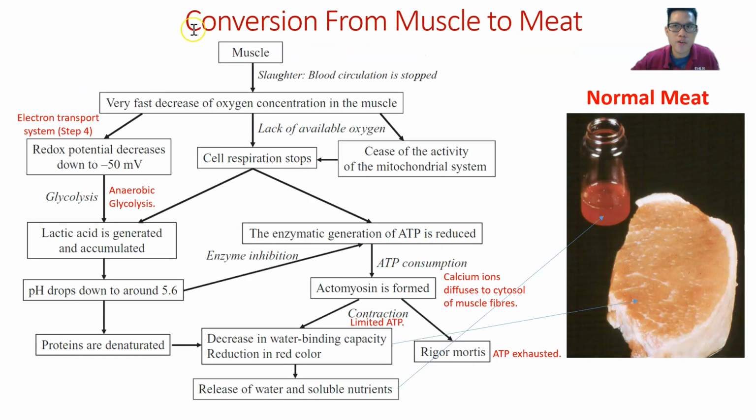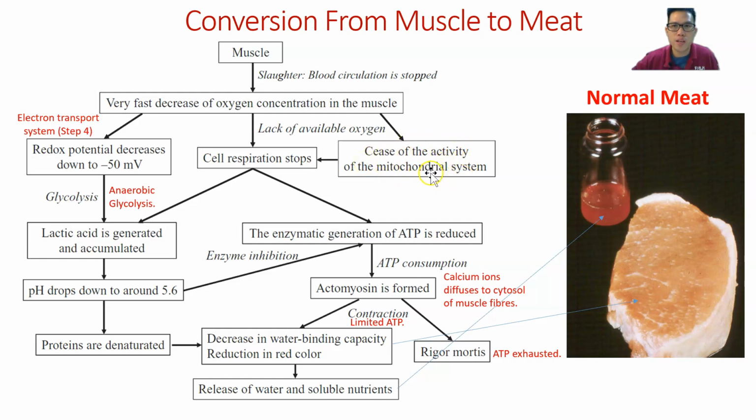This diagram is very useful. Conversion from muscle to meat is basically a summary of what we have discussed. Once the animal has been slaughtered, blood circulation is stopped, and there is a very fast decrease in oxygen concentration within the muscle cells. Then the activity of the mitochondrial system will cease. As I mentioned, oxygen is needed to go through the mitochondrial system.